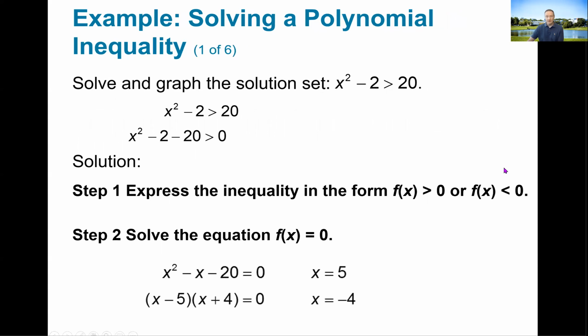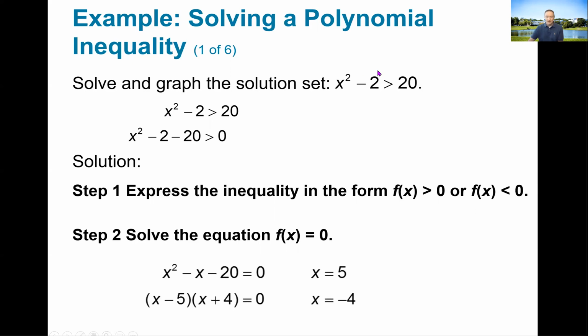Okay, let's see an example. So this one I just have a strictly greater than, so I know I will not have any brackets in my final answer format. But I'm asked to solve the polynomial inequality x squared minus 2 is strictly greater than 20. Okay, first step, get a 0 on one side. So I subtract out 20. When I do that, I'll get x squared minus 2 minus 20.